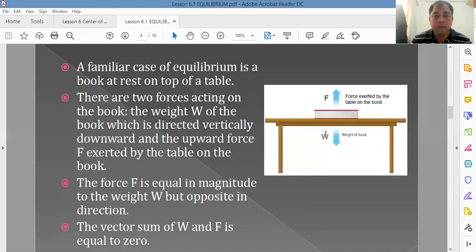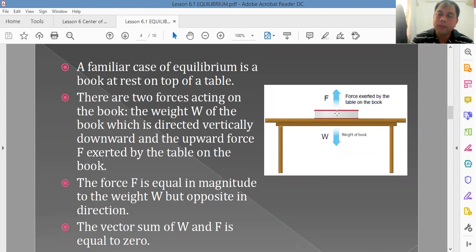A familiar case of equilibrium is a book that is at rest on top of a table. The force that goes up is known as the normal force. The force that goes down is known as the weight of the body. If the two are equal, then of course the book will be at rest vertically. This book will not go up and down. It will just stay on the table.